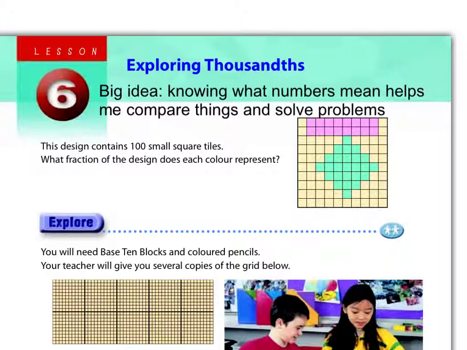Alright, we are going to continue with our big idea. Knowing what numbers mean helps me to compare things and solve problems. Today we're going to be working with thousandths, looking at decimal numbers that go into the thousands. So let's take a look.